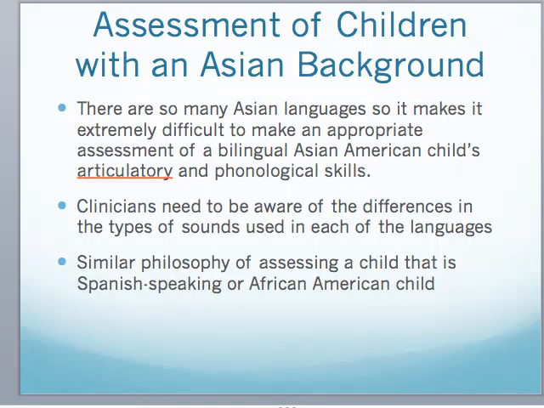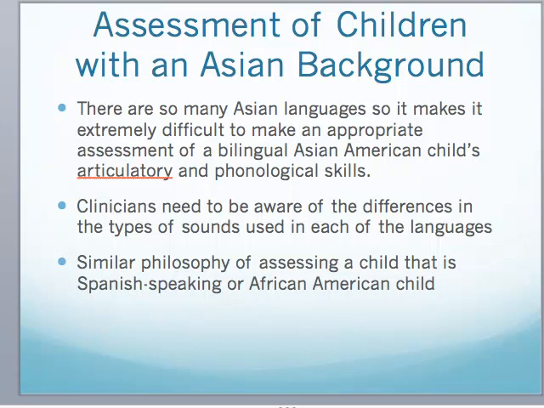So in the assessment of children with an Asian background, there are so many Asian languages that it makes it very difficult to make an appropriate assessment of a bilingual Asian American child's articulatory and phonological skills development. However, as clinicians or speech-language pathologists, we do need to be aware of the differences in the types of sounds used in many of the languages. That's why this textbook has great information for you to hold on to. It's a book that you really should keep as a great resource for the future because it gives you a lot of that information. There's also a similar philosophy of assessing a Spanish-speaking or African American child. It isn't much different when you're evaluating a child with an Asian background, as we stated earlier.